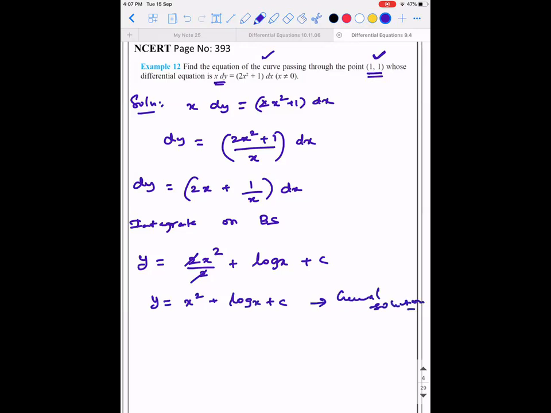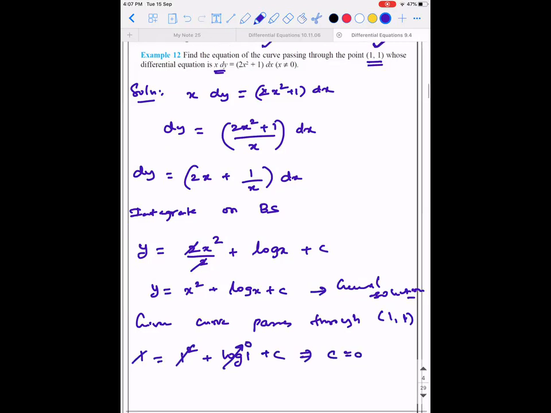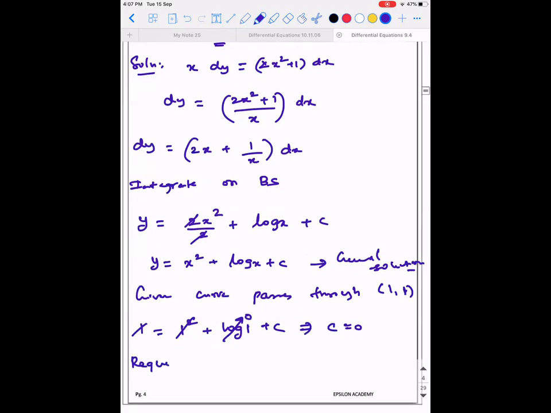But what is given? The given curve passes through 1, 1. So substitute 1, 1. So 1 will be equal to 1 square plus log 1 plus c. 1 square and 1 will get cancelled. Log 1 is 0, which implies c is 0. So what will be the required particular solution? y is equal to x square plus log x. So this is the required particular solution.